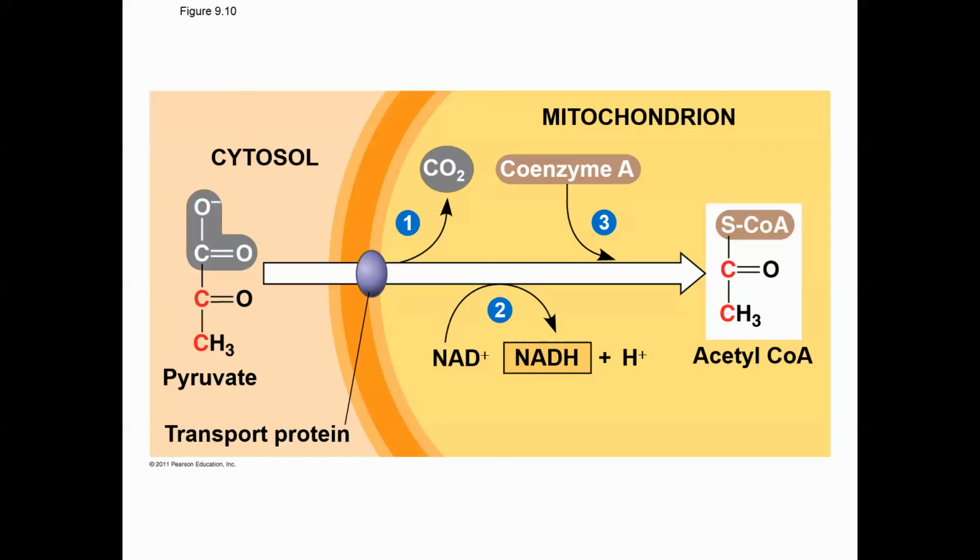As we see here, pyruvate enters the cell, generally through a process of active transport through a transport protein. We're going to split off this carboxyl group right here. It's going to form carbon dioxide. This is the same CO2 that you exhale. It goes to your blood, to your lungs, and out of your mouth or your nose.